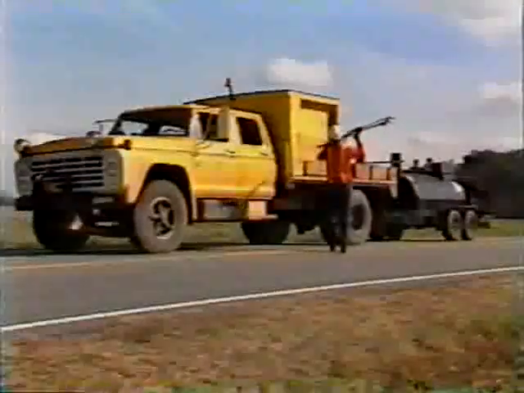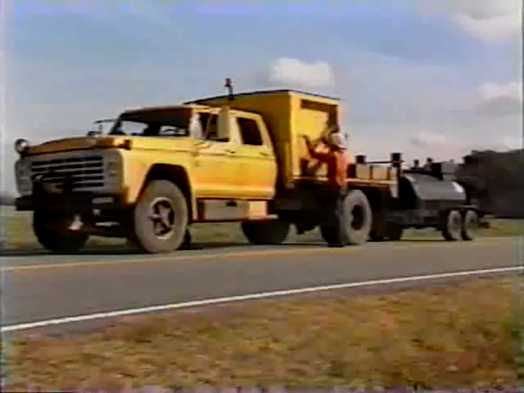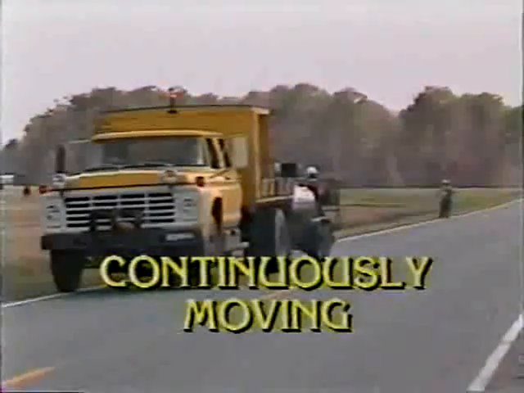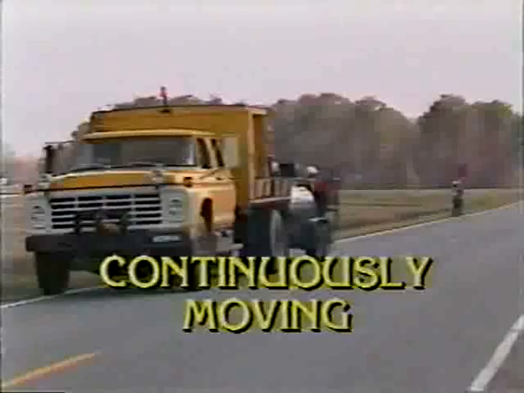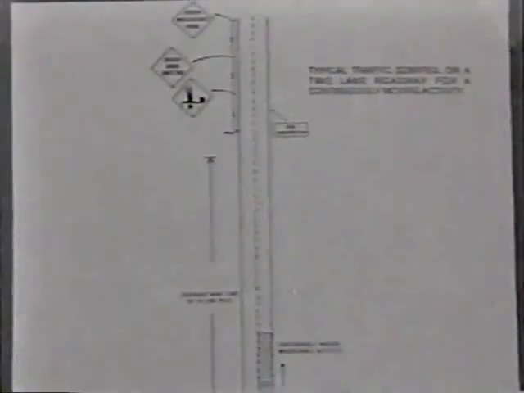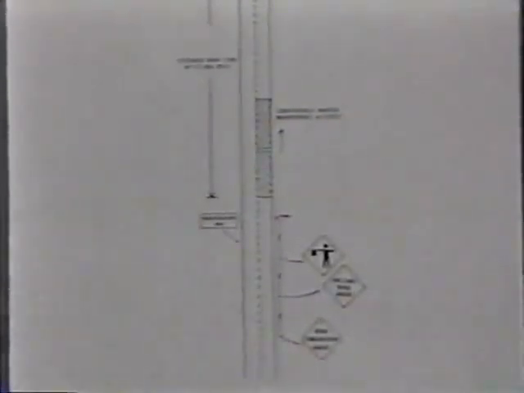Now, let us discuss traffic control for a continuously moving operation. Moving operations are maintenance activities that move along the road at relatively slow speeds. This diagram illustrates a typical traffic control layout for a continuously moving operation on a two-lane roadway. Note the warning signs that are used. They are the same signs used in the stationary operation.